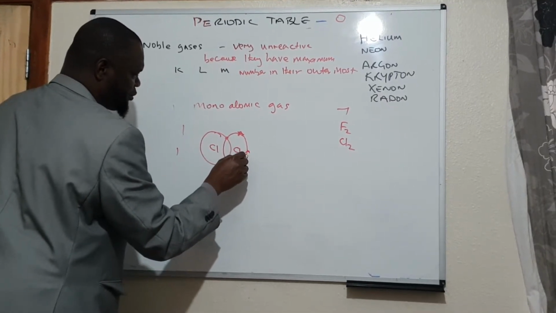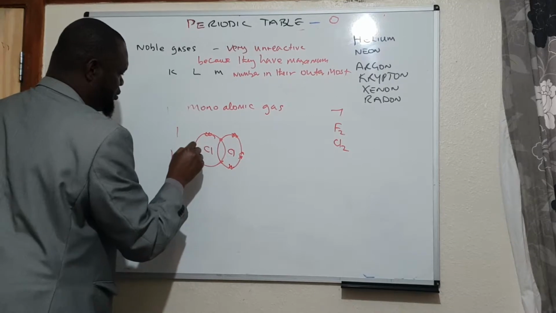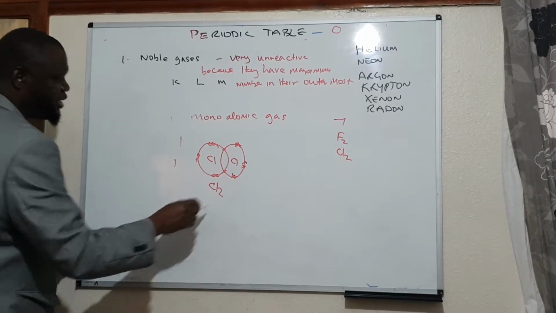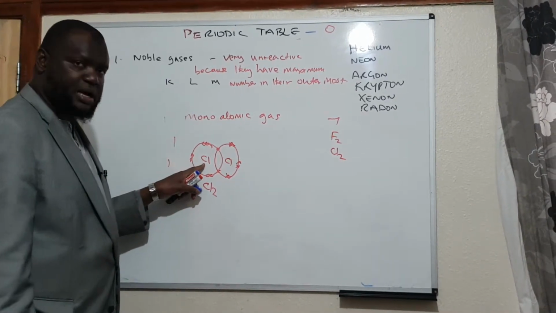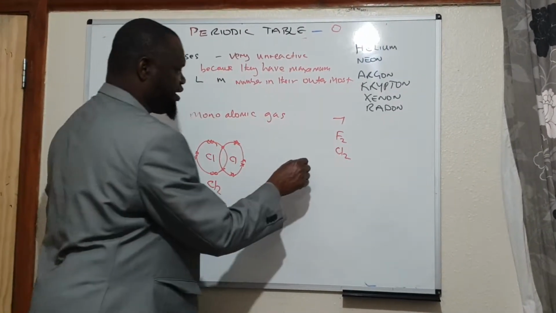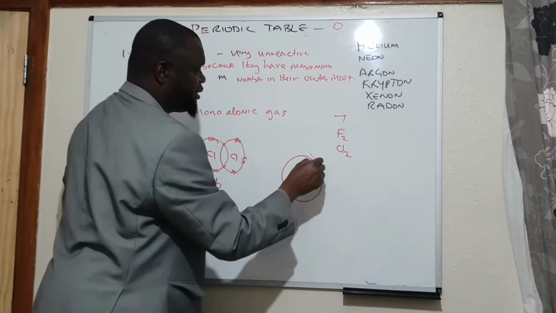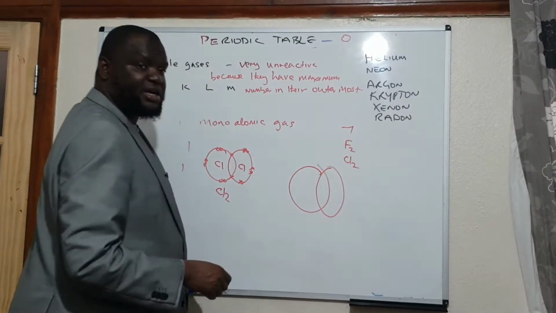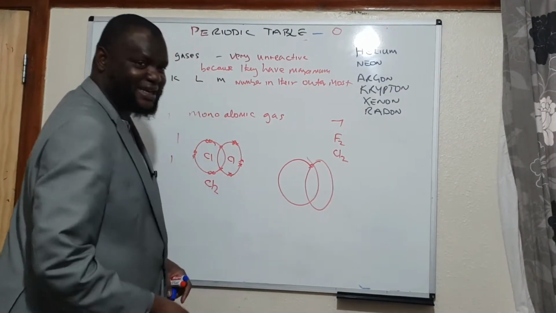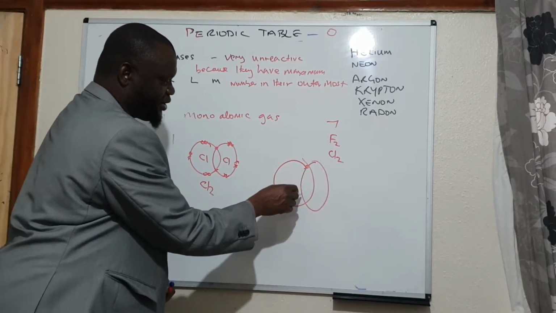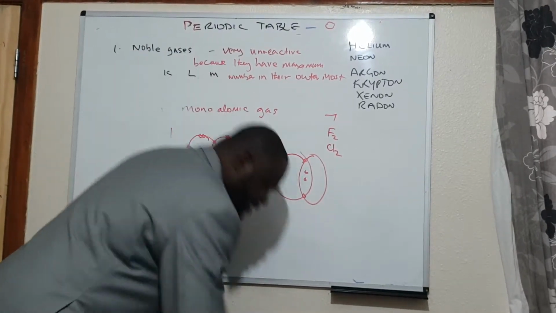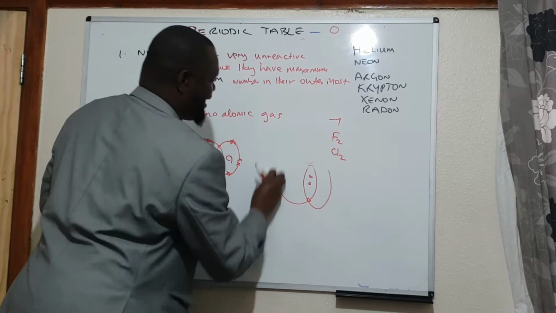Same with chlorine, this is Cl2. It means 2 chlorine atoms form a covalent bond. But can group 8 form a covalent bond? No, because they already have a full configuration. If they formed a covalent bond, they would go to 16, or more than 10 here, which is impossible. That's why they are called monoatomic gases.